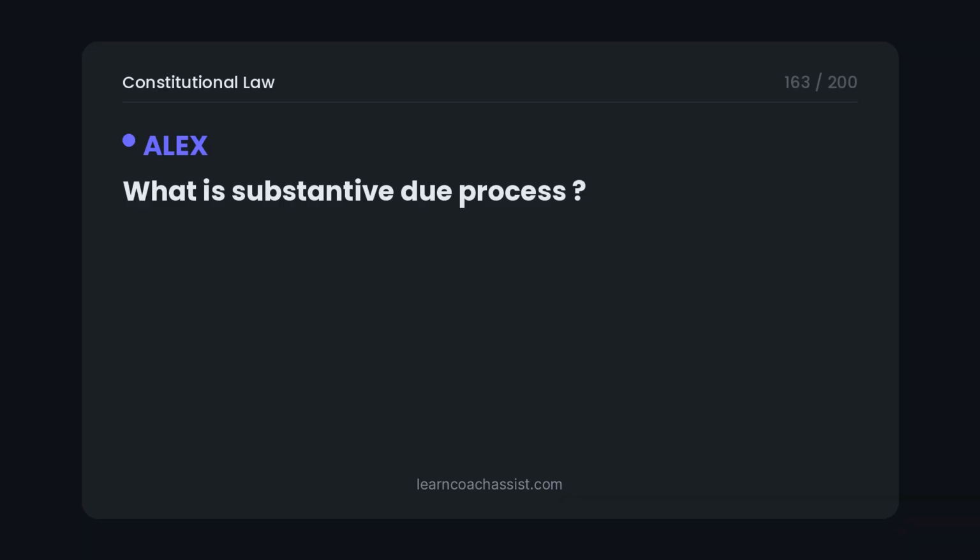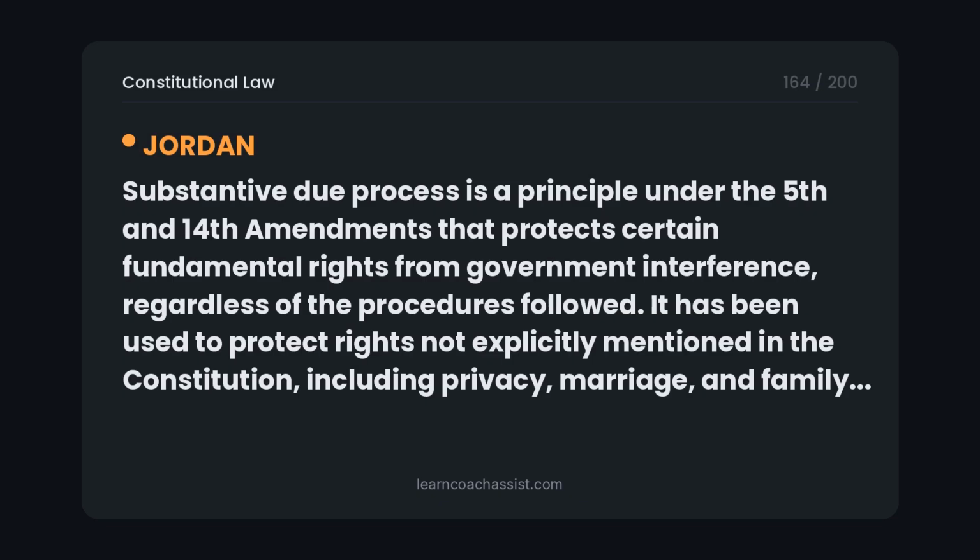What is substantive due process? Substantive due process is a principle under the 5th and 14th Amendments that protects certain fundamental rights from government interference, regardless of the procedures followed. It has been used to protect rights not explicitly mentioned in the Constitution, including privacy, marriage, and family autonomy.